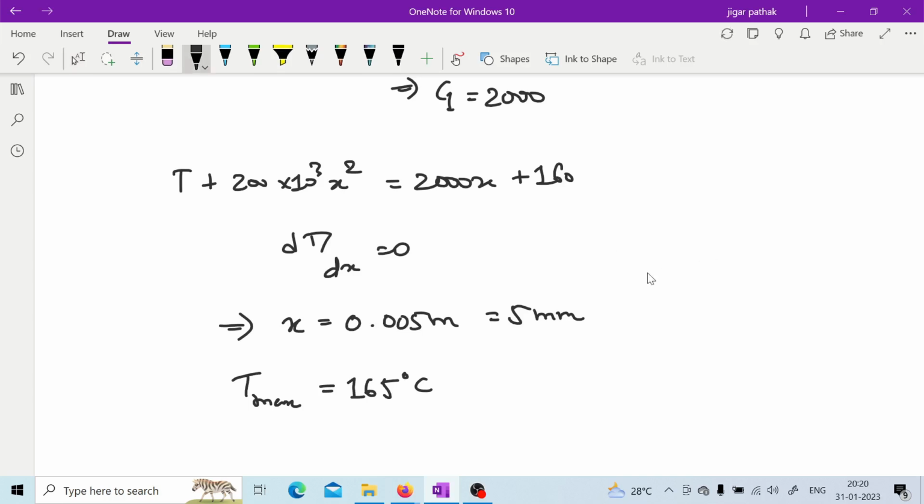Sir, please repeat this solution. Yeah, if you do dT by dx is equal to 0, this will give you, actually, it is 2000, right?